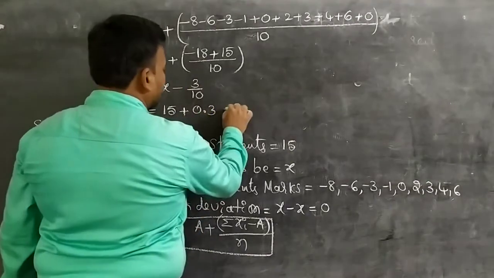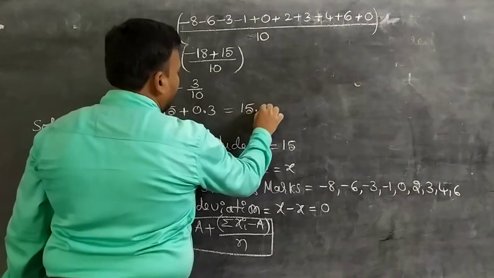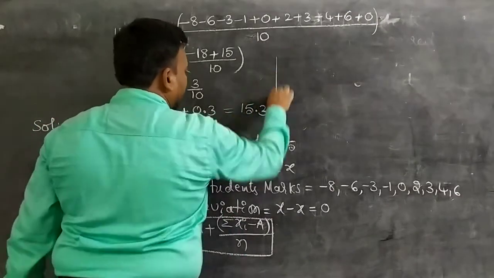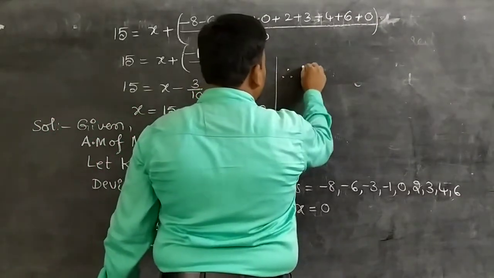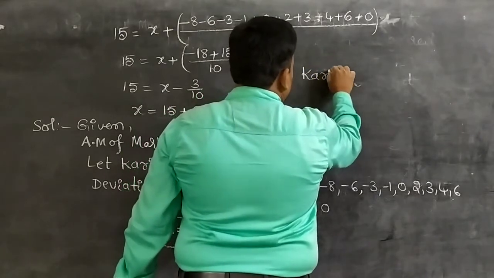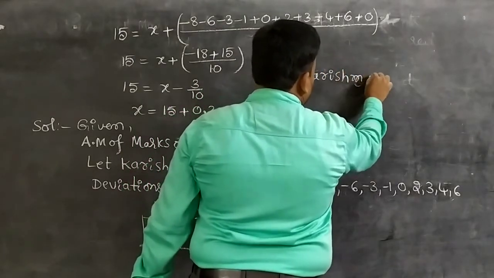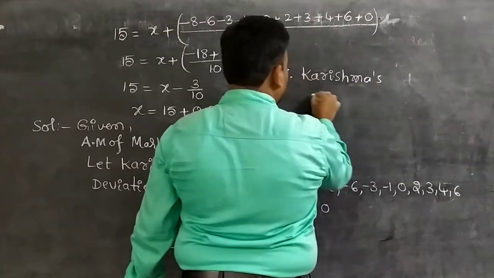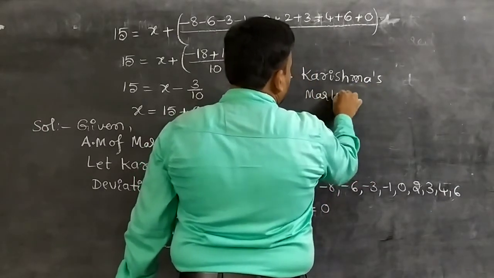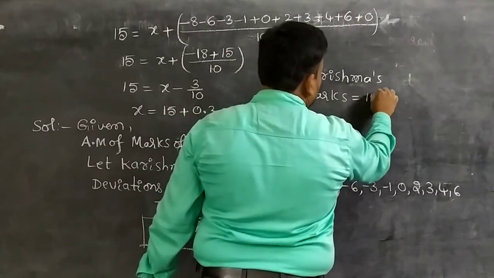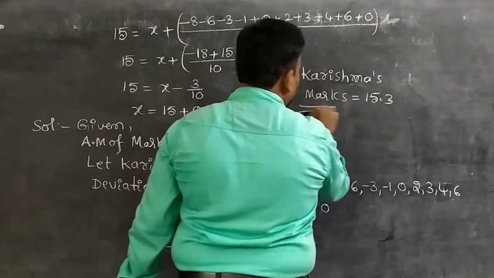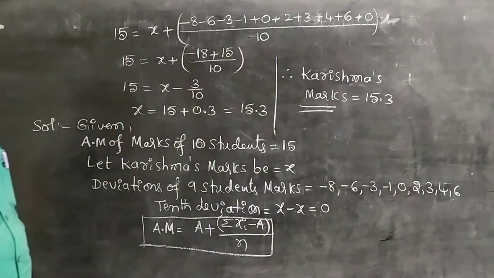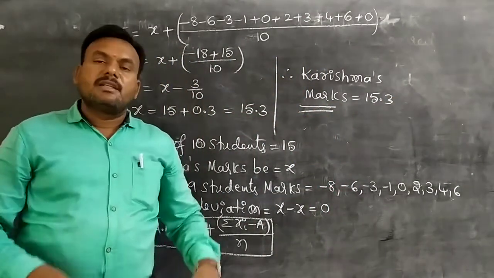What about the summation value finally? 15.3. Therefore, Karisma's marks equal to 15.3. This is the result for this problem, students. Okay, so the remaining we will discuss in the next video, students.